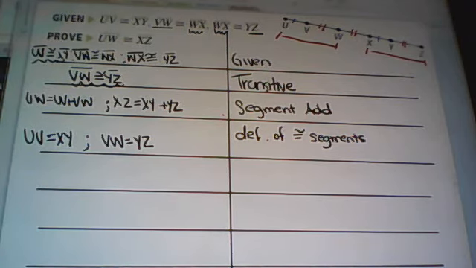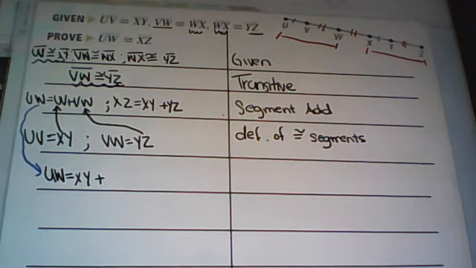Now what we're going to do is literally take one of these. It does not matter which one. I'm going to take one of them and rewrite. So I'm going to bring this UW down. But instead of writing it as UW is equal to UV plus VW, I am now going to substitute something in the place of UV. And if you notice, UV is equal to XY. So I'm going to take XY and I'm going to put it where UV was. And then I'm going to take YZ and I'm going to put it where VW was.